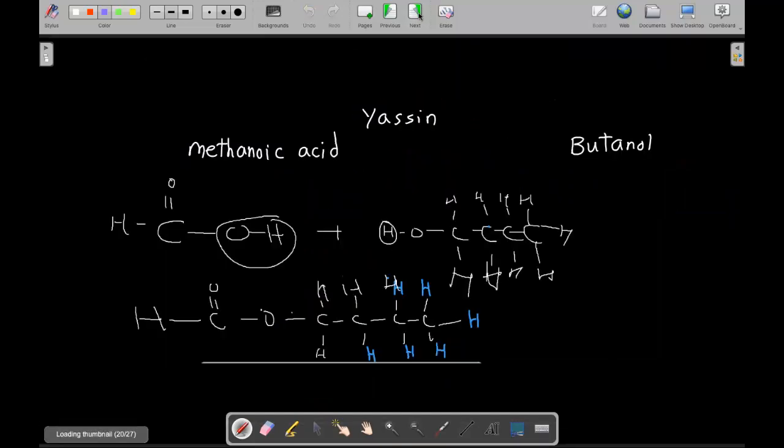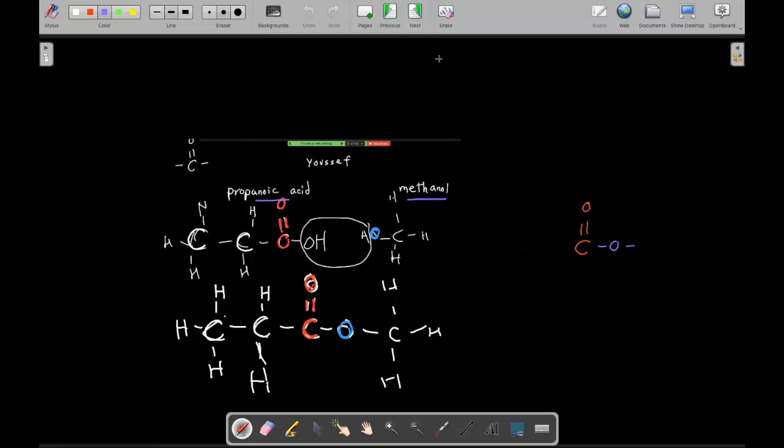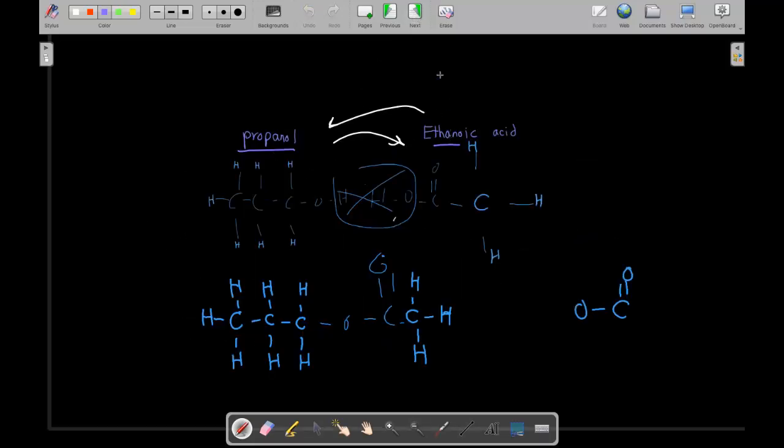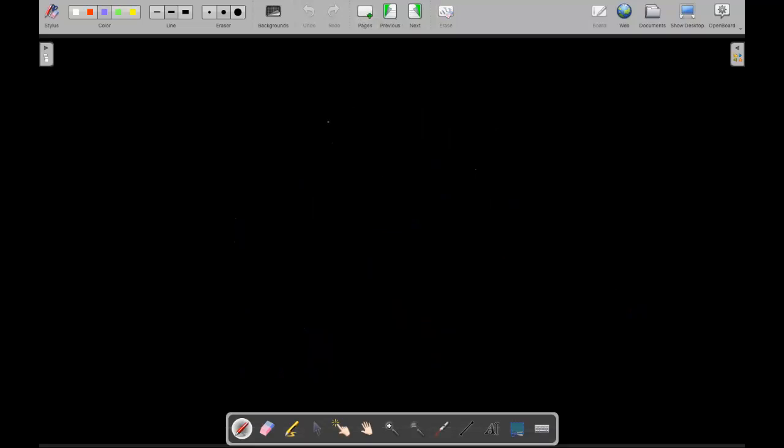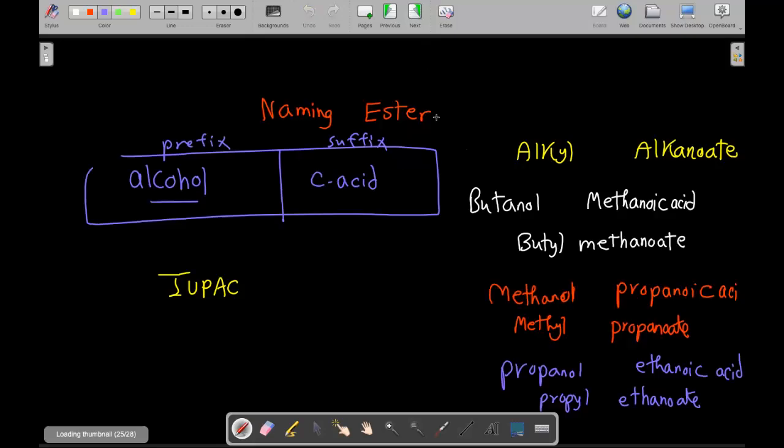Then the last thing that I need you to know, after practicing many times, is methanoic acid with butanol, propanoic acid with methanol, propanol with ethanoic acid, and when you are at home, try to make up some names. So make, for example, any carboxylic acid, any organic acid, with any alcohol that you know, and try to make the formula. Then the naming of the ester is just by joining them together.